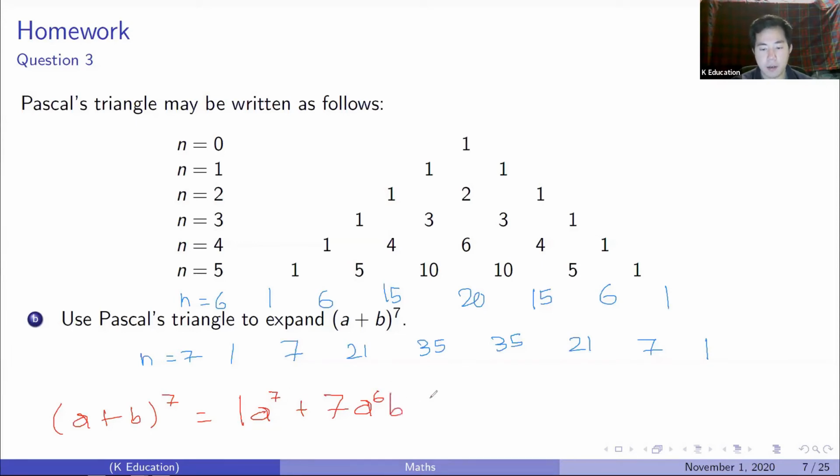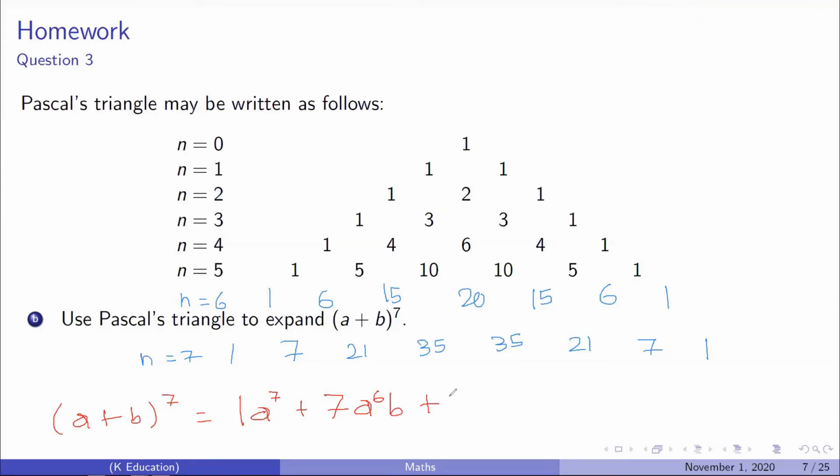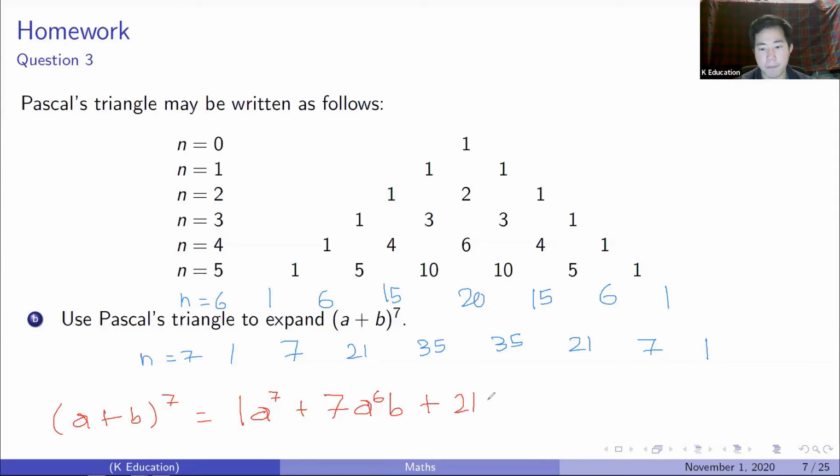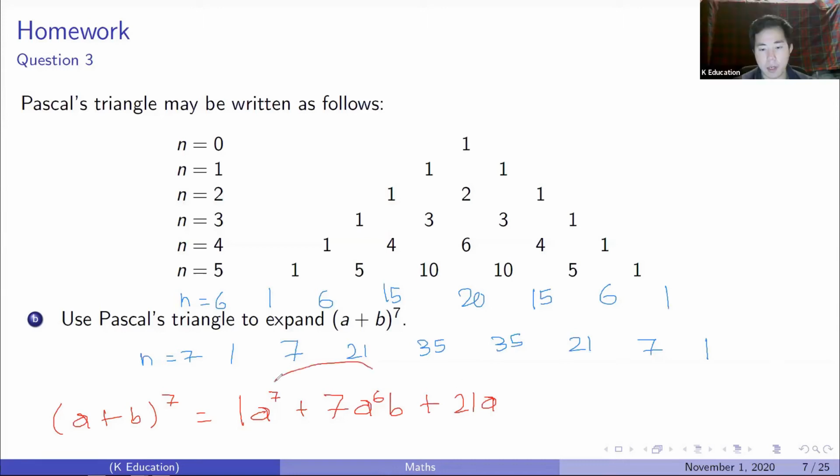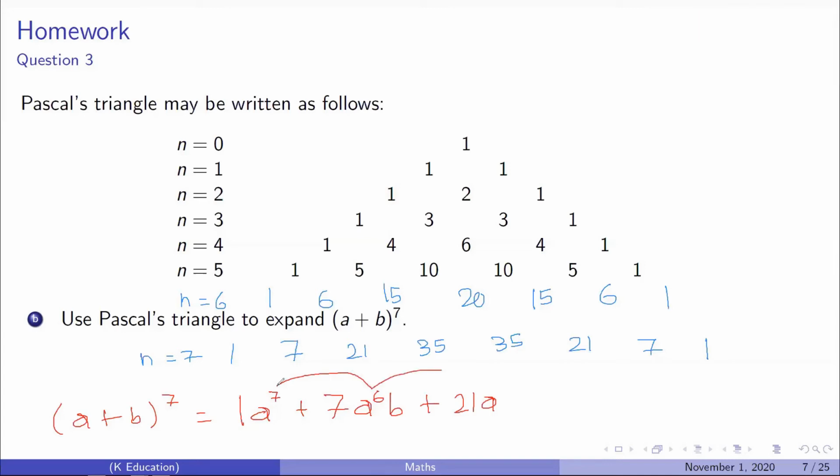Okay, next, what's my coefficient? By coefficient, I mean the number in front of the letters. Would it be 21? 21. And what are my letters? a to the power of 2? Well, no, look at what happened. To the power of 5. Yep, and b to the power of 2.